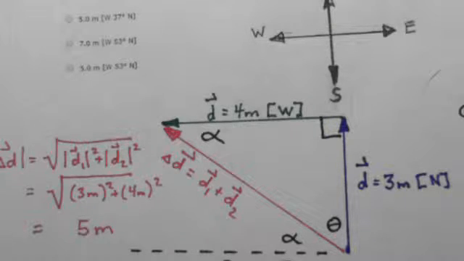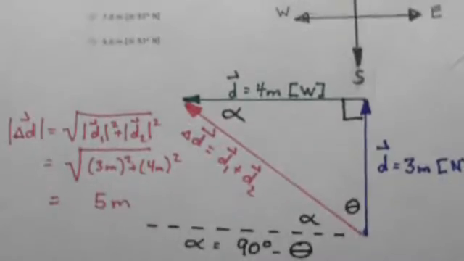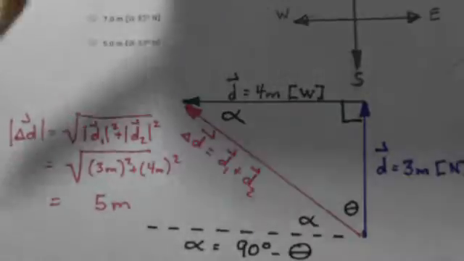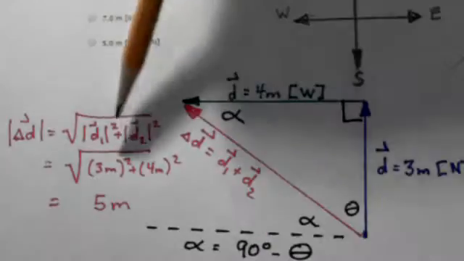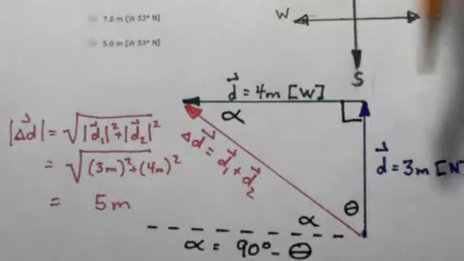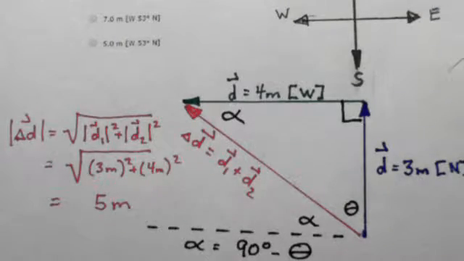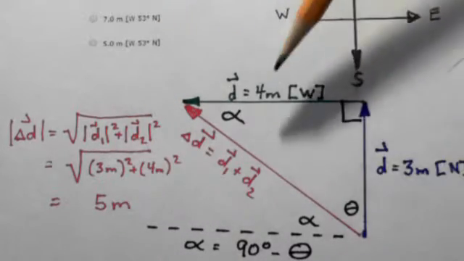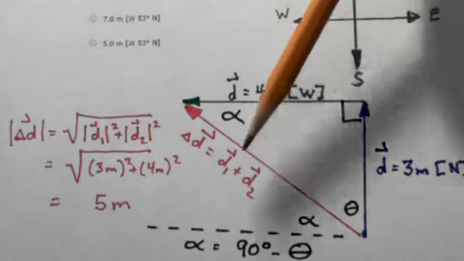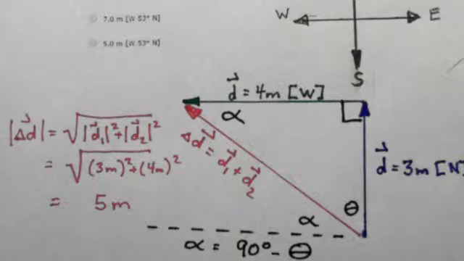Now, if you can spot it right away, this is a 3, 4, 5 triangle. If you cannot, you're going to use Pythagoras' theorem: just set up and add the squares of the magnitudes and take the square root thereof, and you're going to end up with 5. So it's a 3, 4, 5 triangle, a classic Pythagorean triplet.